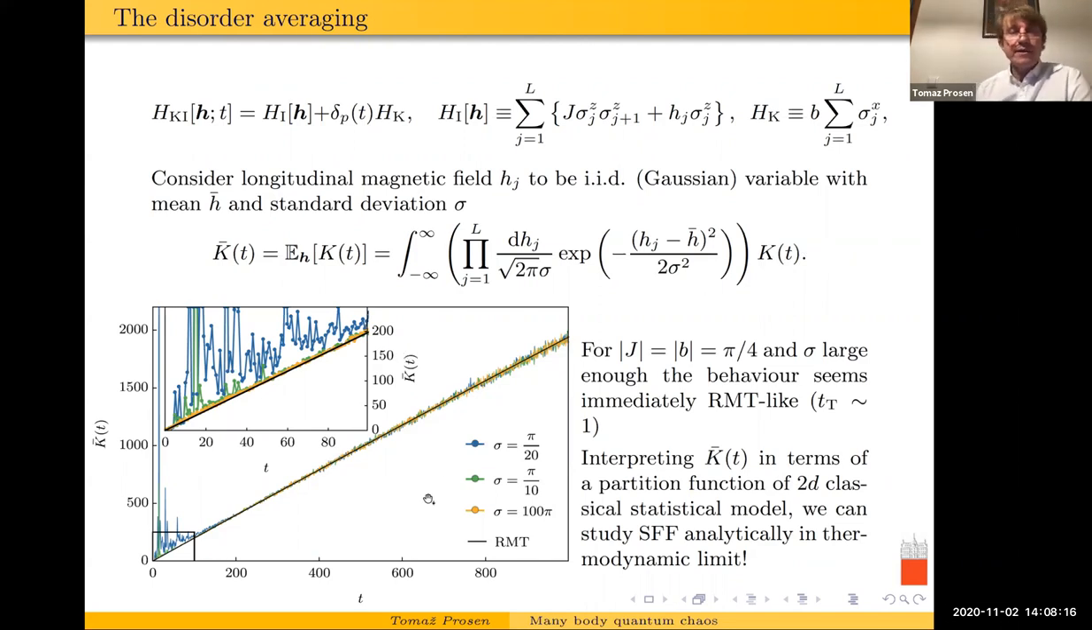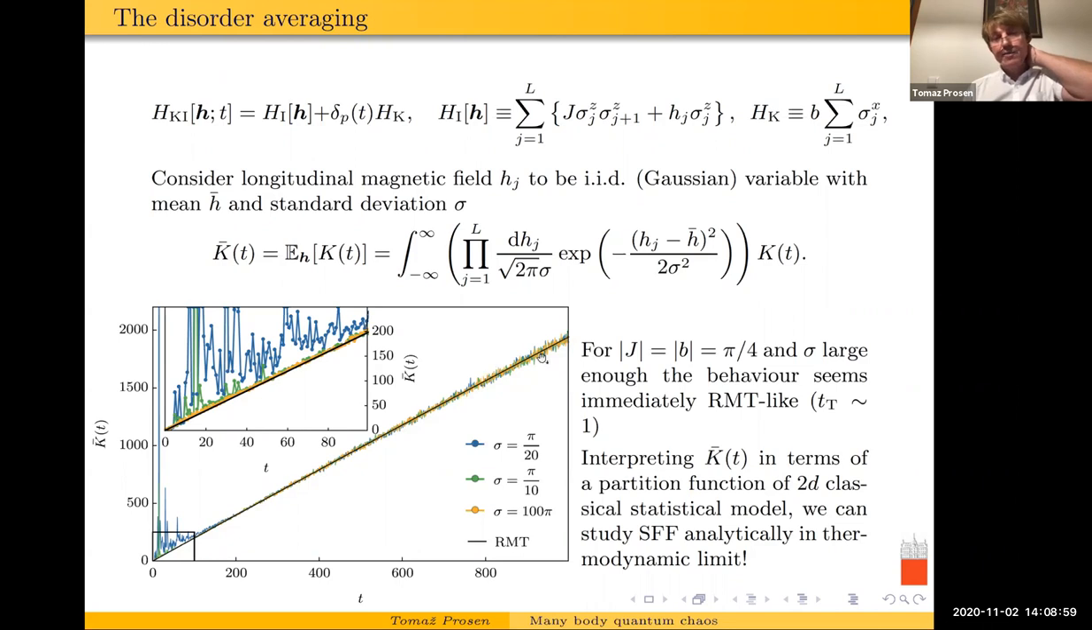Before embarking on that calculation, let me just show you some numerics. This is for a chain of 15 spins, so the Heisenberg time would be of the order of 2 to the 15. There is no conserved quantity, so one has to consider the full 2 to the 15 dimensional Hilbert space, so 2 to the 15 is somewhere far to the right. What we see here is just a linear ramp with slope 2. These are numerics, just Monte Carlo sampling over different disorder realizations with different strengths of the variance, the strength of disorder. Different colors refer to either small disorder or large disorder.